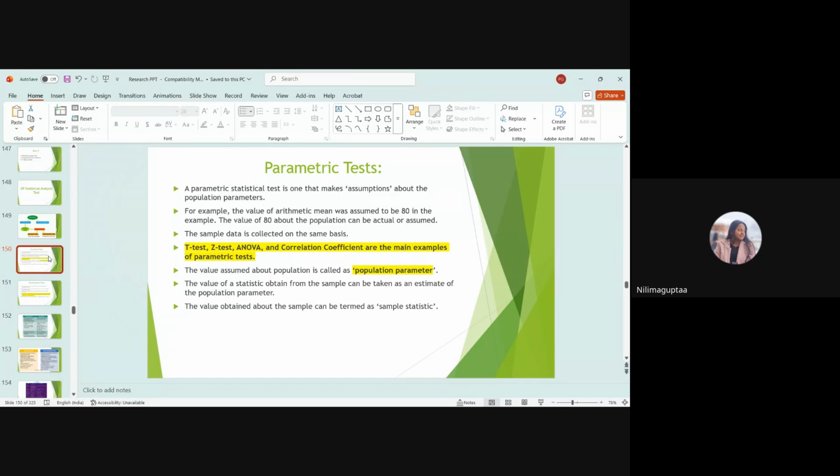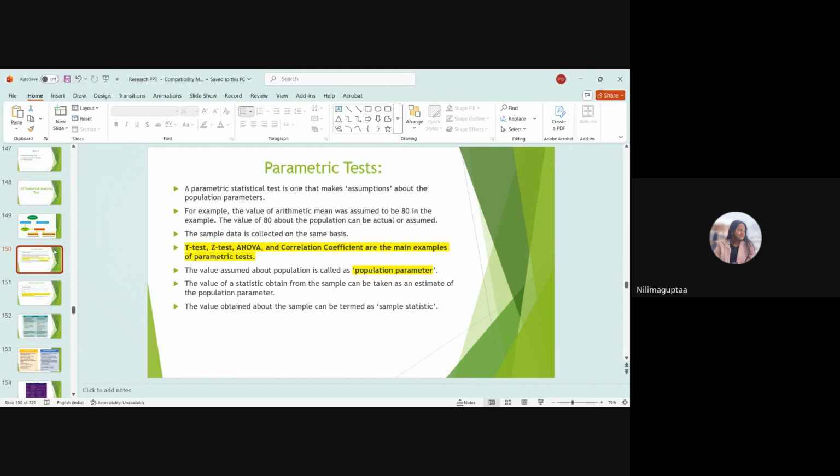For example, the value of any arithmetic mean will be 80 in an example. The value of 80 about the population can be assumed, and the sample data is collected on that basis. There are certain tests being part of parametric test, that is T test, Z test, ANOVA, and correlation coefficient, the main examples. Going through all of these tests in detail will require a lot of time, but at least we should know, when we actually do our PhD, we require all these parametric tests and these softwares at that time. But at least we should know which test falls under which category, because PYQ questions have been asked on the same thing.